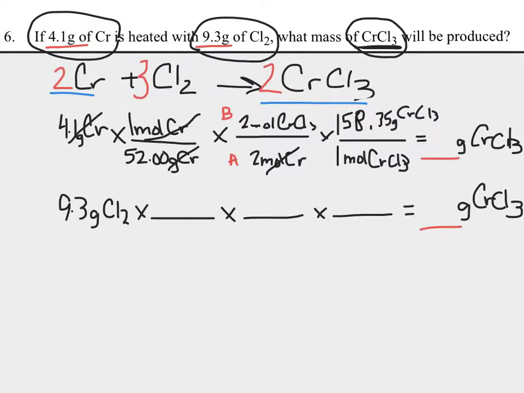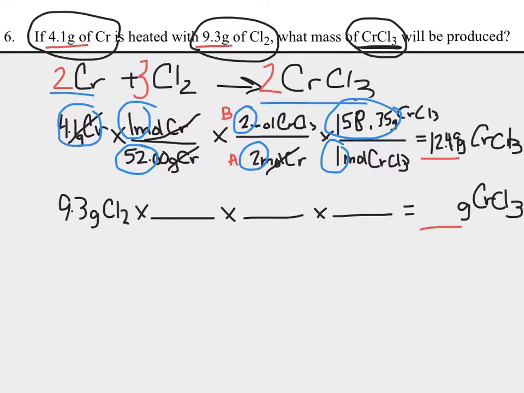All right? Now, remember, when I do the math, I'm going to multiply by the tops, so 4.1 times 1 divided by 52 times 2 divided by 2 times 158.35 divided by 1. You always multiply by the top and divide by the bottom. The answer you end up getting is about 12.49 grams of chromium chloride.